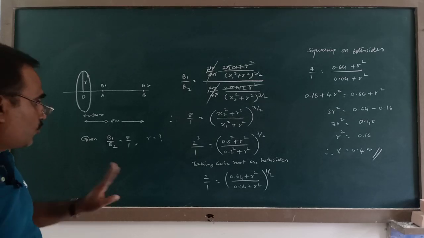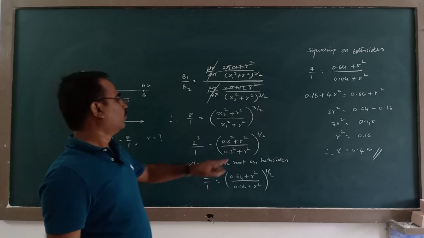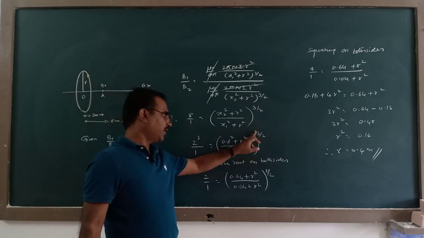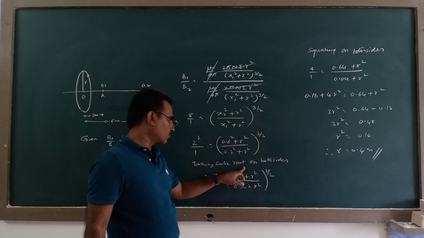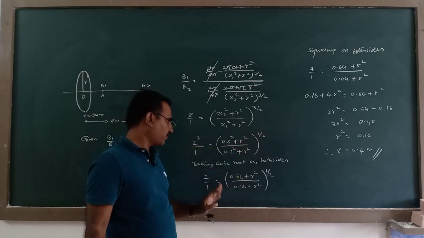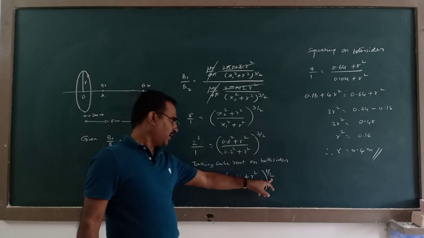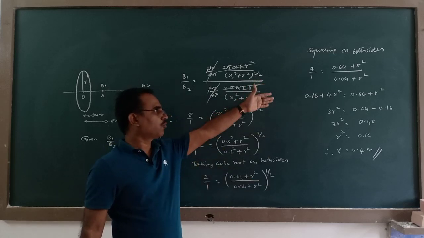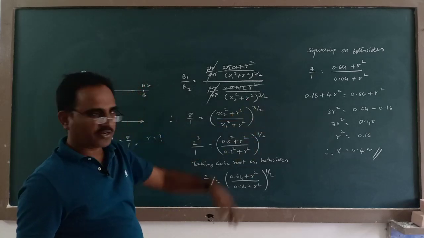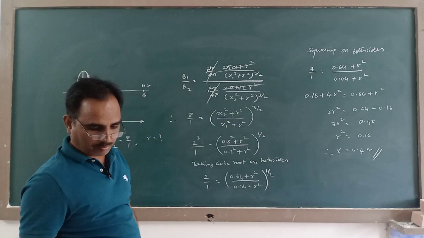It is simplification. You should know how to remove this 3 by 2. In order to eliminate this 3 by 2, first I took the cube root. When I take cube root, this 3 will go off. Next, to eliminate this half, I squared on both sides. On cross multiplying and simplification, you will get R to be 0.4 meter.